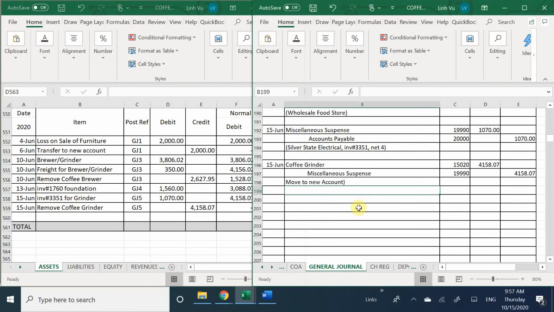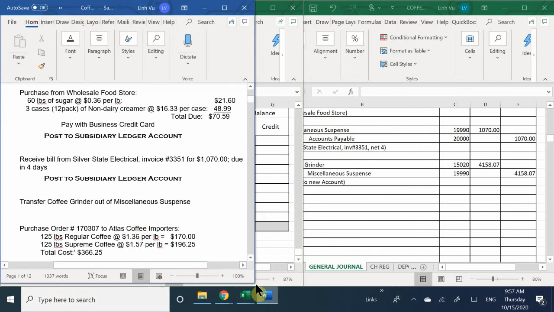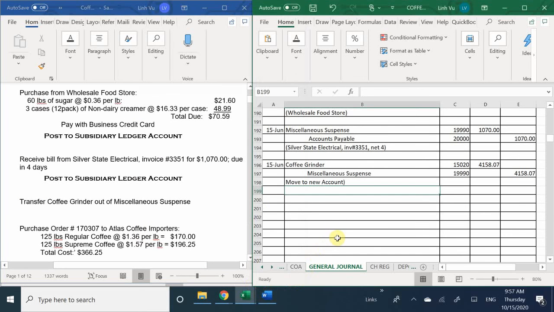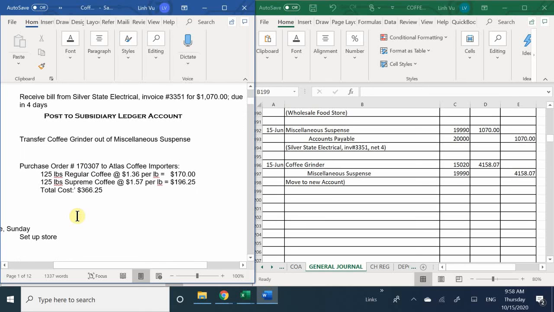So we entered in our information in the general ledger. Now, question to you. Do we need to update our subsidiary ledger? No, because this is internal, right? We're not dealing with any vendors, right? Okay, let's go ahead and do this one, and then we'll call a break after this.